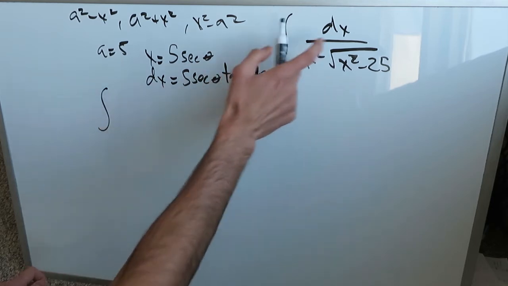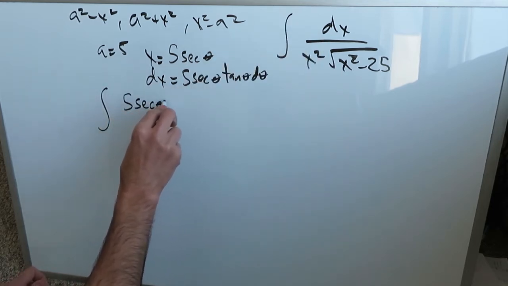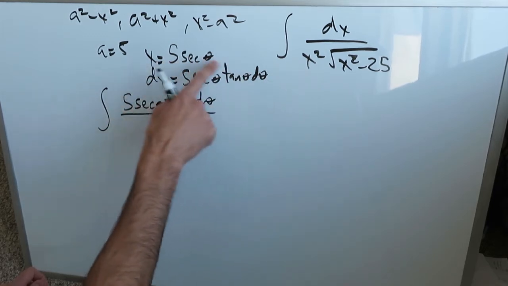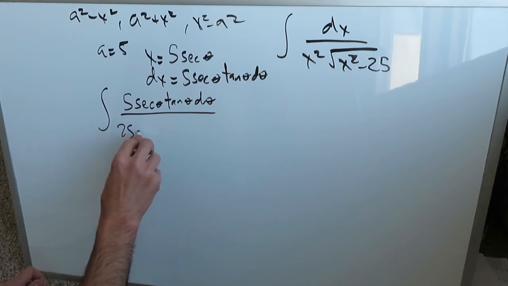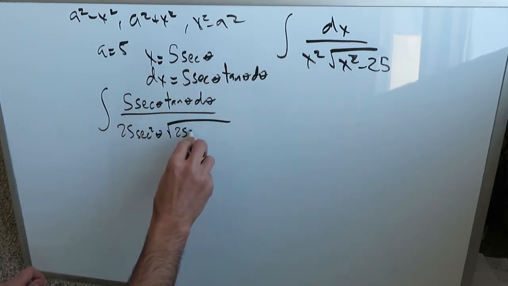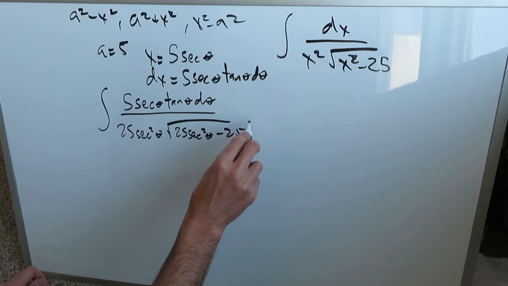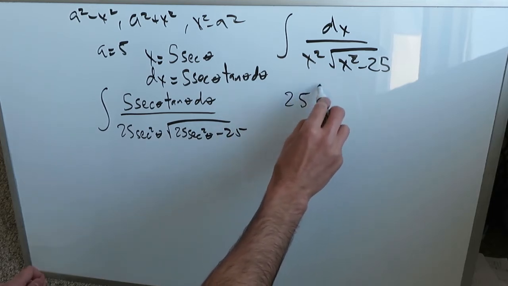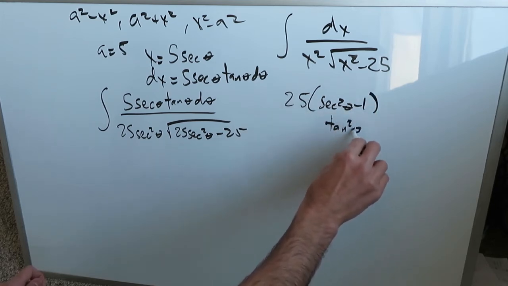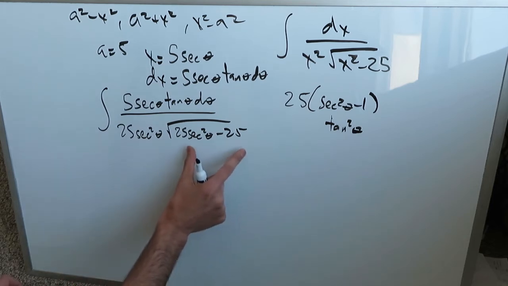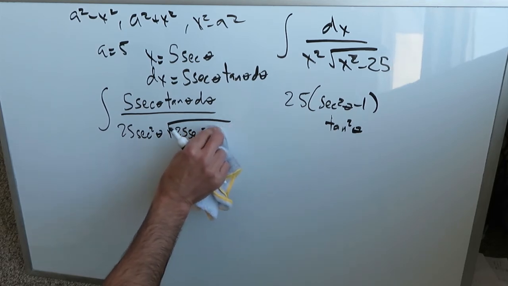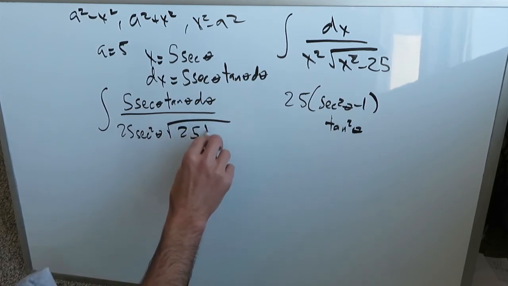Anyhow, make your substitutions. The dx is exactly what you're seeing over here, 5 secant theta tan theta d theta. x squared is basically this squared right here, 5 secant theta squared, which is 25 secant squared theta. In the parentheses you'll have x squared again, 25 secant squared theta minus 25. Just looking at this part, you're isolating 25 and you're getting secant squared theta minus 1. And secant squared theta minus 1 is equal to tan squared theta using the trigonometric identity. So over here you'll get 25 tan squared theta. All of this will simplify into 25 tan squared theta, which will be a perfect square.